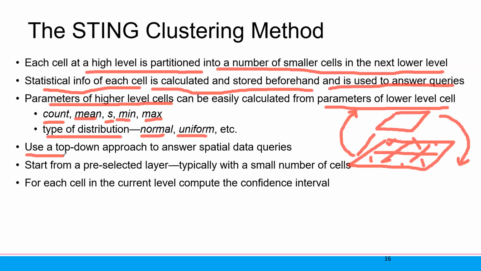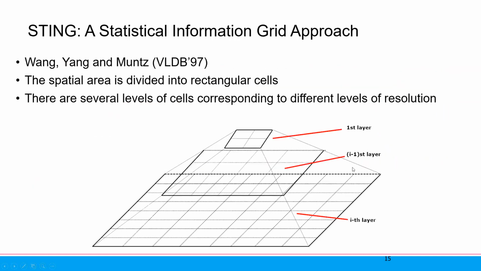This method is usually a top-down approach to answer spatial data queries, because this is a very early approach. They say it is a top-down approach, and they use rectangular cells. It starts from a pre-selected layer, typically with a small number of cells. If you have a very big cell like this one, maybe it is difficult. So you just select a very small cell, maybe this cell, and then you can check with the top layer, and find again in the top layer.